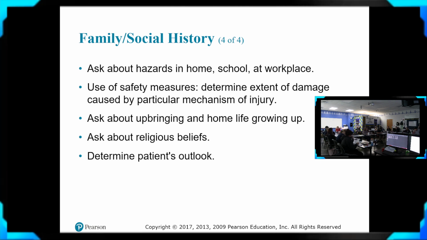Safety measures can be put in place. They're going to determine the extent of damage caused by a particular mechanism of injury. Ask about upbringing and home life. We all know about pre-exposure and predisposition.